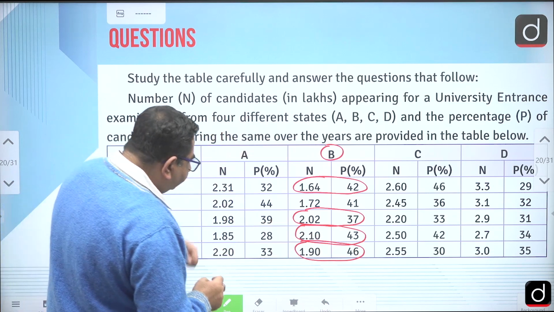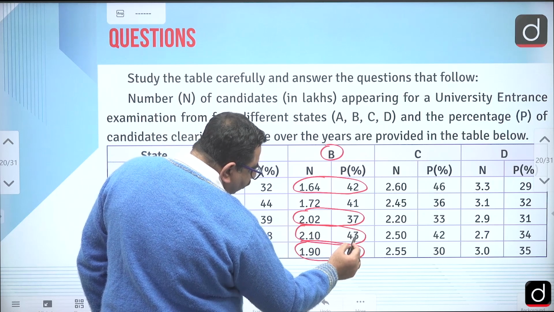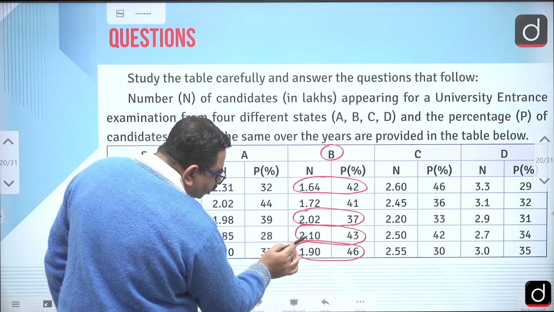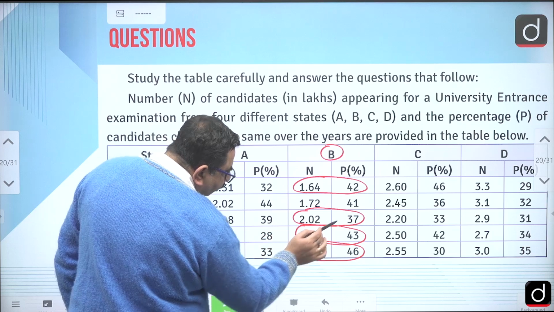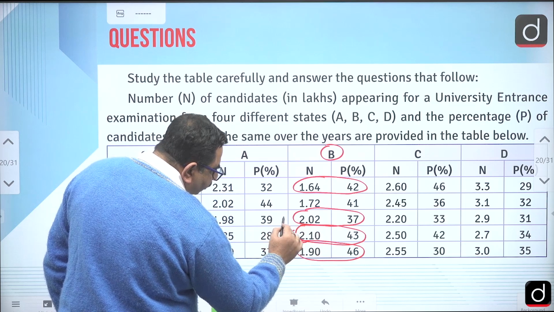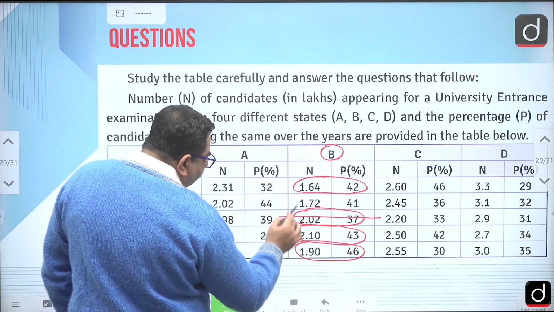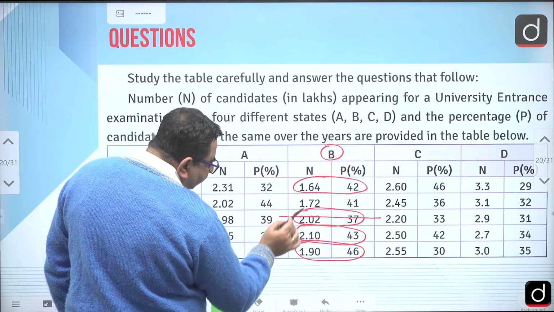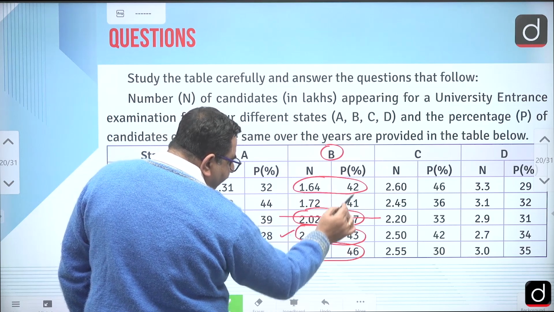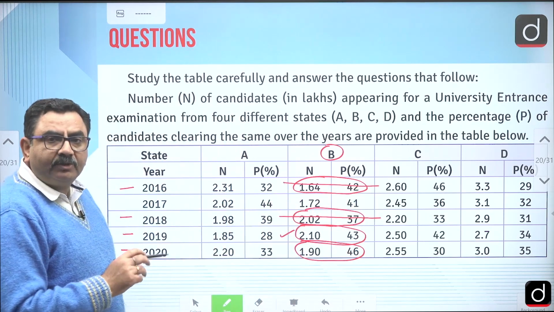Now, first of all, if you compare these two, here 43 is more than 37, so the percentage is more, and the number of candidates is also more. So if the number of candidates is more and the percentage is more, obviously this number would be more than this. So this cannot be the answer. I hope it is clear. In the same manner, we can compare this one. Here the number of candidates is more, 1.64 versus 2.10, and the percentage of candidates clearing is also more. So this also cannot be my answer. This is how we can eliminate.